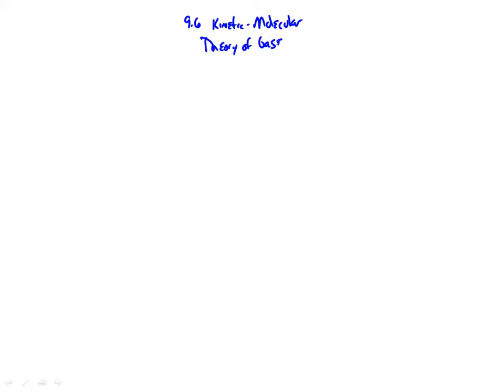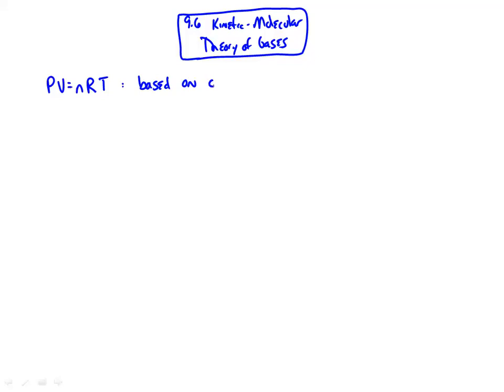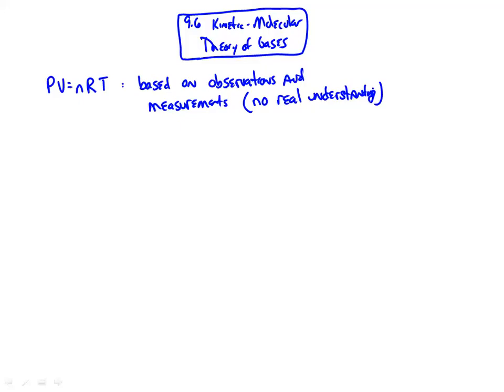And what this is going to do is give us a picture and some more mathematics to understand gases. But the thing is that it still predicts PV equals nRT. So PV equals nRT was basically based on observations only, based on observations and measurements. But there's no real understanding. Meaning, we don't have a theory that describes it all.